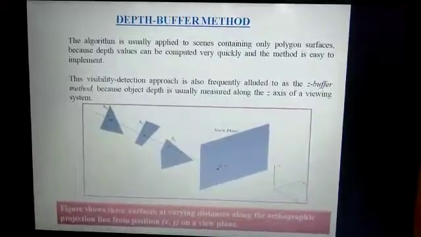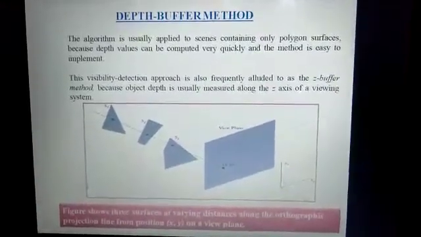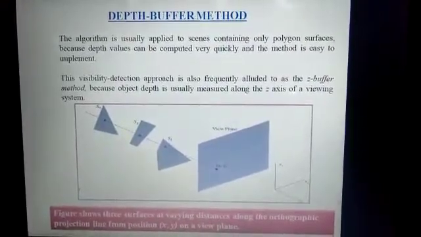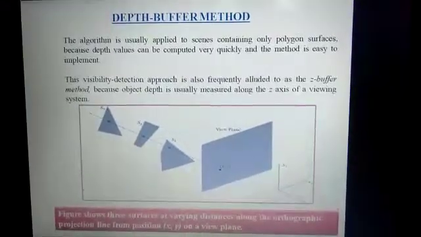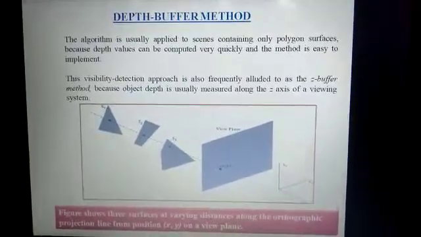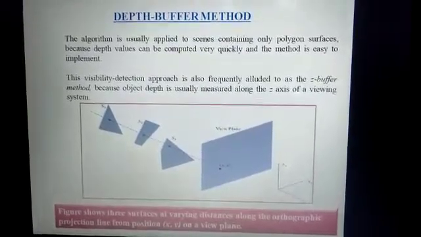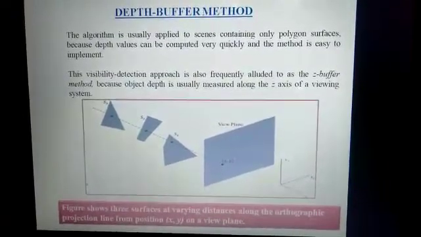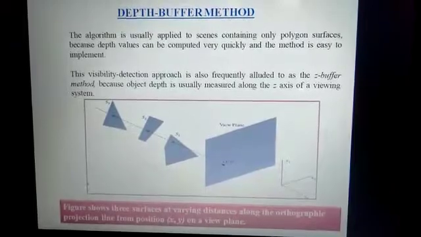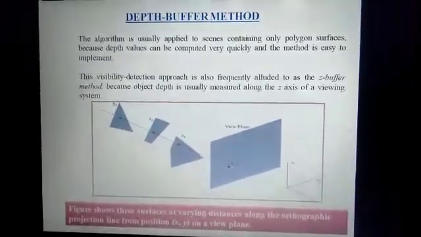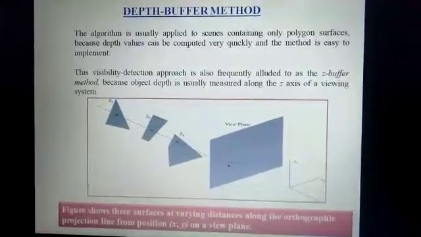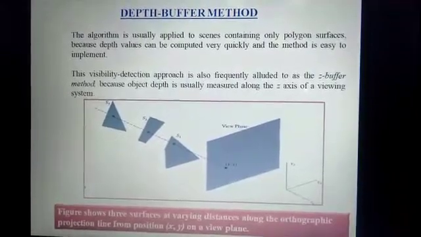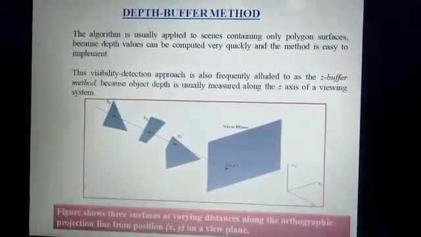These surfaces can be processed in any order. If a surface is closer than any previously processed surfaces, its surface color is calculated and saved along with its depth. The visible surfaces in a scene are represented by the set of surface colors that have been saved after all surface processing is completed. As suggested by the name of this method, two buffer areas are required. A depth buffer is used to store depth values for each x, y position as surfaces are processed, and the frame buffer stores the surface color values for each pixel position.